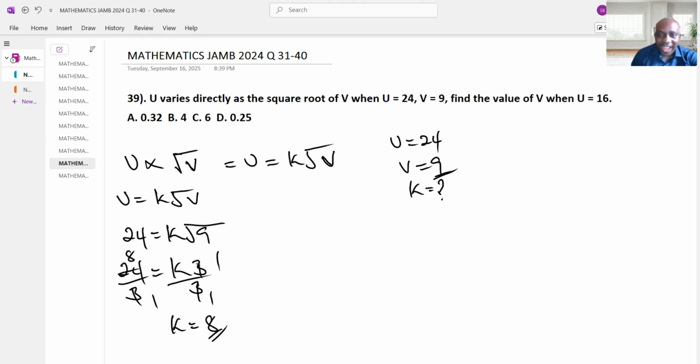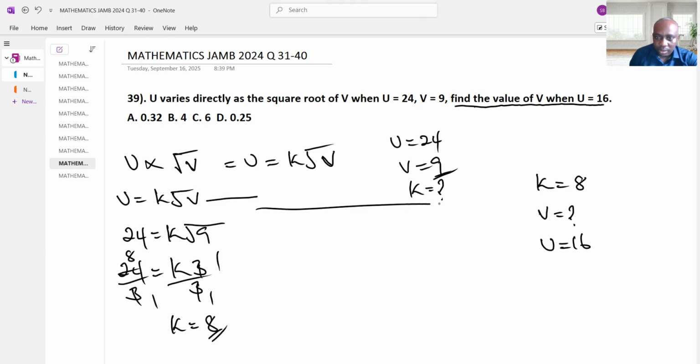8. And the question still asks a further question. Find the value of V when U is equal to 16. Okay, what is K? We got K as 8. And what is V? Find the value of V, that's what we are looking for. We don't know. What is the value of U? 16. Now we apply the same formula, which is this equation, to solve it.